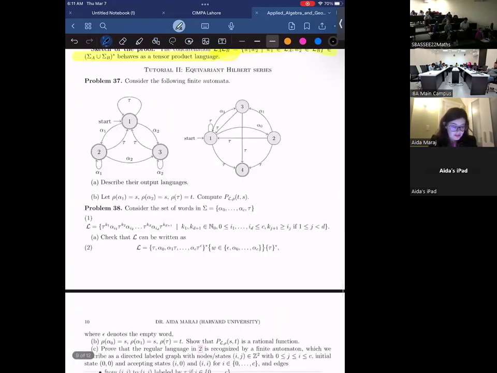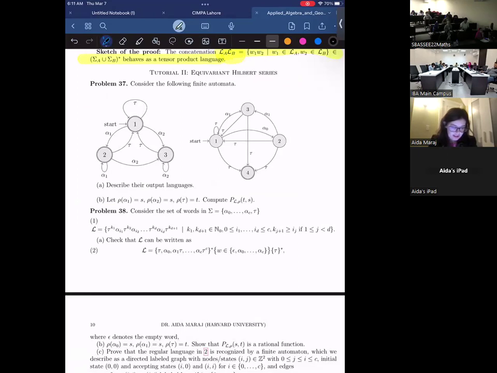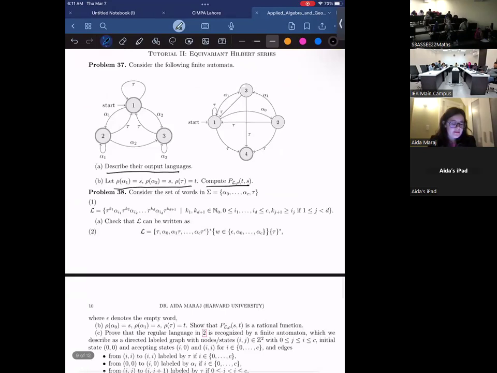In problem 37, I've asked about two finite automata. Describe how the words coming from those automata look, and given this weight function, compute the generating function for them. I claim both of them represent nice algebraic objects, but that's the question here.